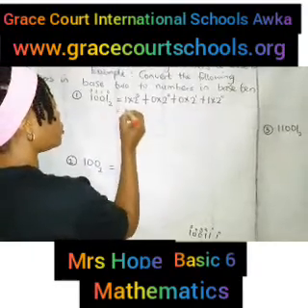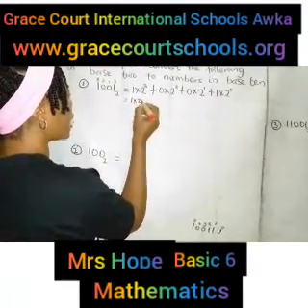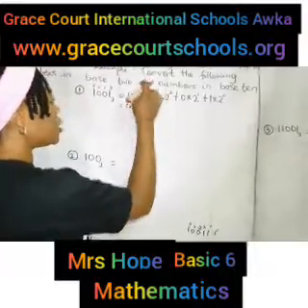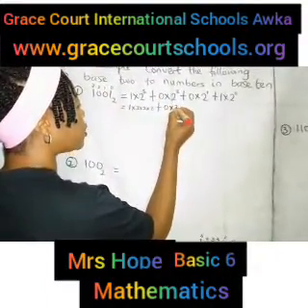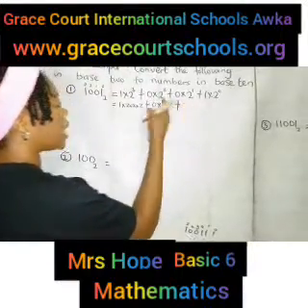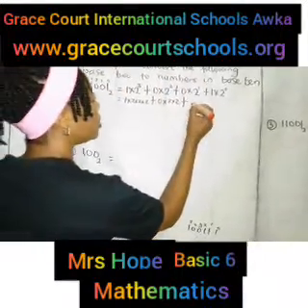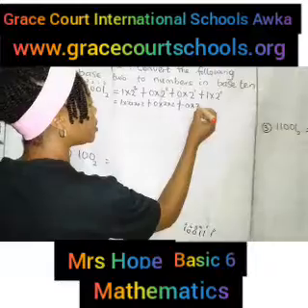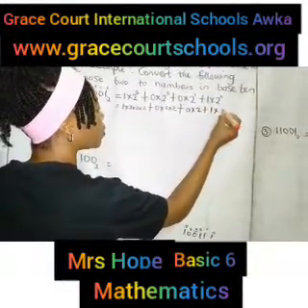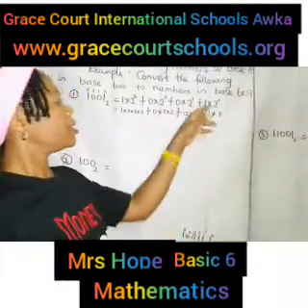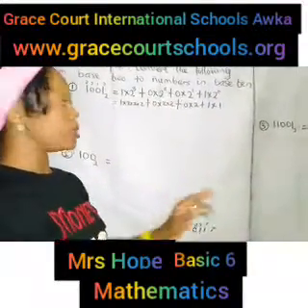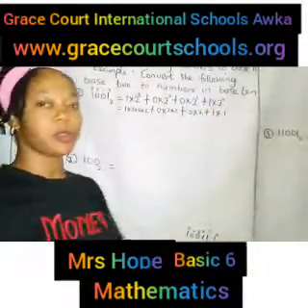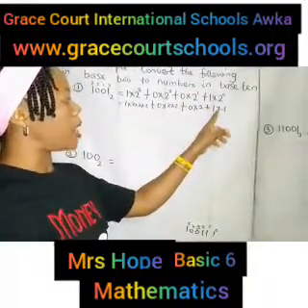Now we have 1 times 2 times 2 times 2, that is 2 into 3 places, plus 0 times 2 times 2, that is 2 raised to power 2, plus 0 times 2, plus 1 times 1. Now 2 raised to power 0 is 1. Just know it. That's the way it is. 2 raised to power 0 is 1. That is how we got 1 times 1.